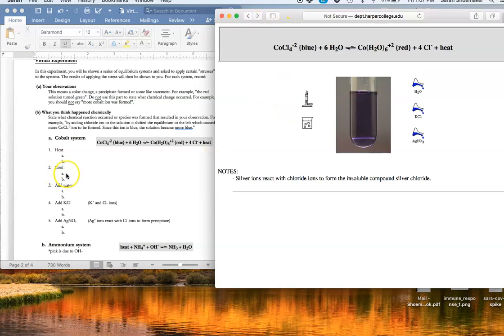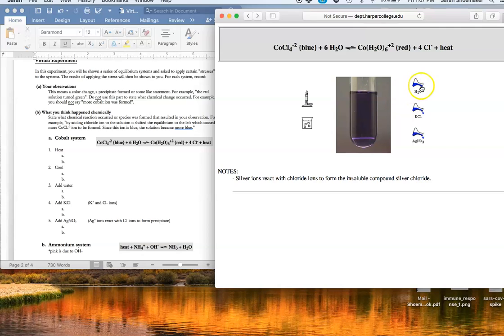So we would say it goes from violet to pink, and it does that because when you cool the reaction, it's like you are removing heat. And removing heat as a product is going to shift the reaction towards the product side, according to Le Chatelier's.